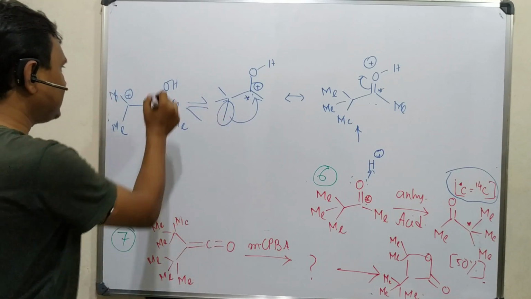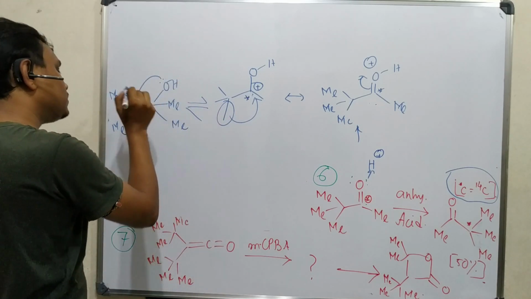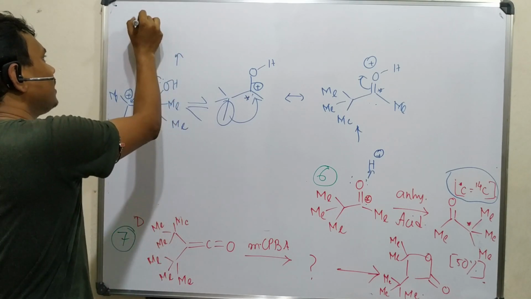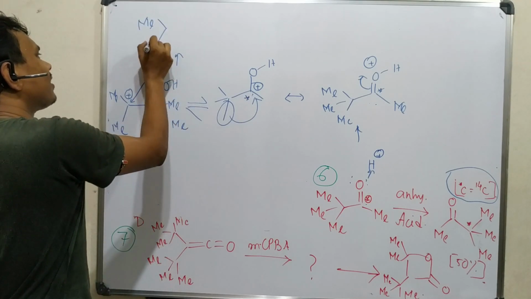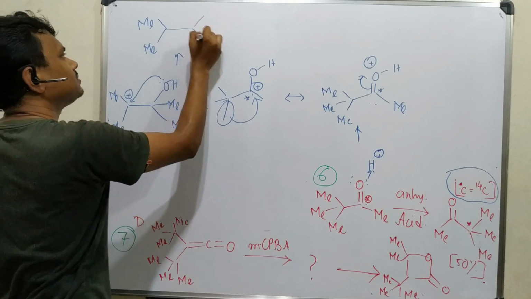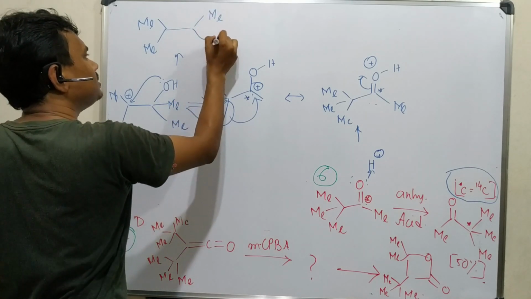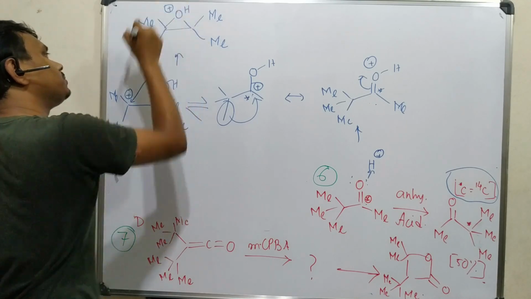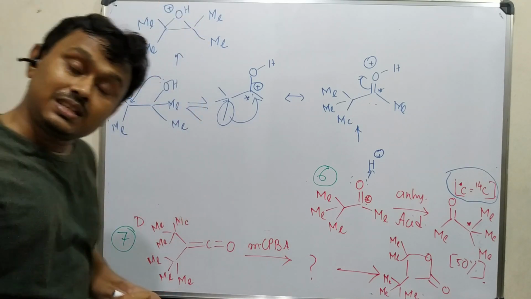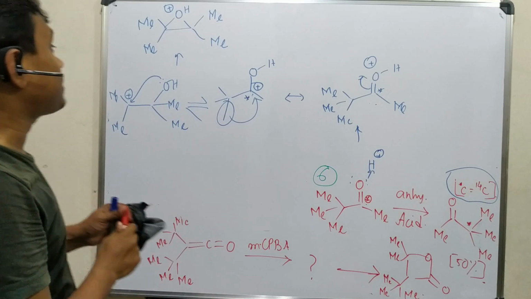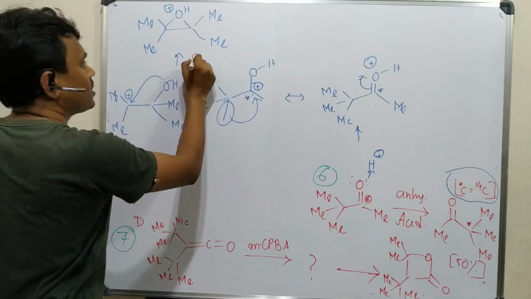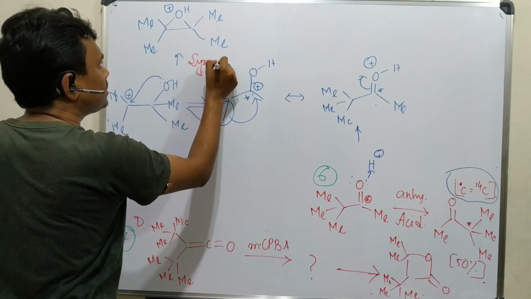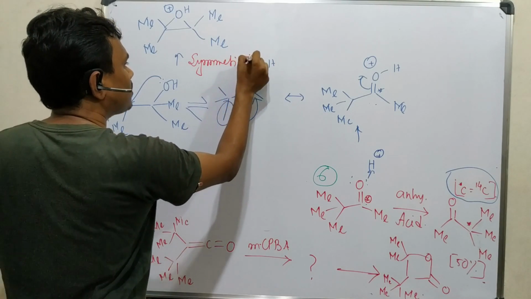Another thing that can happen is that this can donate electrons to form an epoxide. This is a methyl, this is O, this is a protonated epoxide, you can see, and this is that symmetrical intermediate I was talking about. Symmetrical intermediate.